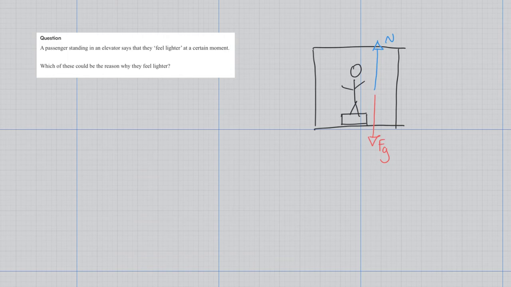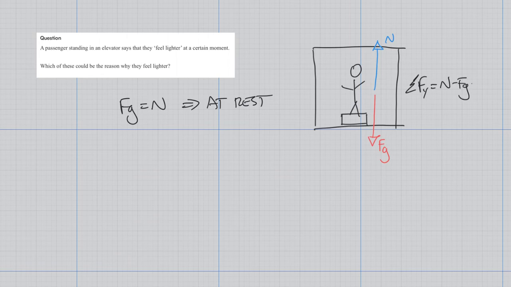there are really three scenarios. The force of gravity equals the normal force when the person is at rest, because in that situation, the sum of the forces in the y direction is the normal force minus the force of gravity equals mass times acceleration in the y. If those two forces equal each other, then it's at rest, or it's moving up and down at a constant velocity.